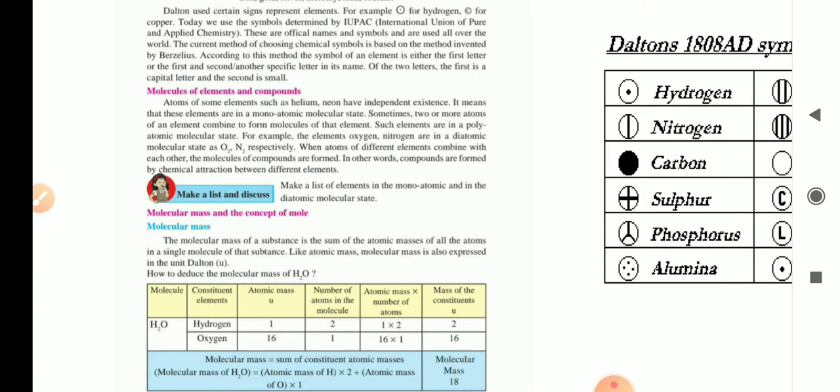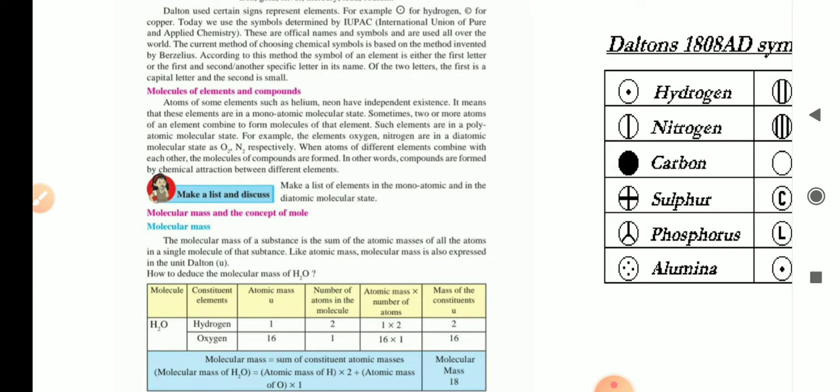Now, let us see what are the molecules of elements and compounds. Atoms of some elements such as helium, neon have independent existence. It means that these elements are in a monoatomic molecular state. Sometimes two or more atoms of an element combine to form molecules of that element. Such elements are in a polyatomic molecular state. Poly means many. For example, the elements oxygen, nitrogen are in a diatomic state. Di means two. Molecular state as O2, N2 respectively.